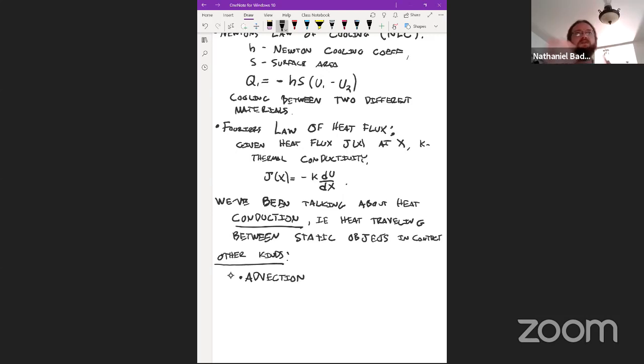You think about all the different ways that heat can get from one place to another. Advection is, you could just have hot water flowing into cold water, like in a bath. The transfer of heat isn't two static things where heat slowly transfers from one to the other. It's you take a bunch of hot water and you move it over here. That's advection. We also have convection. And a big one is radiation.